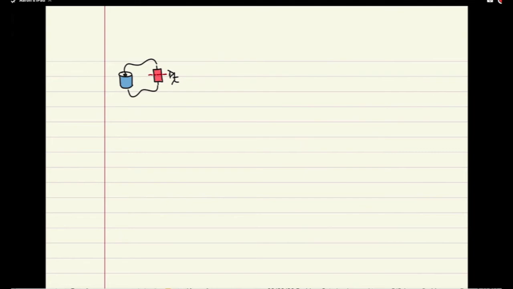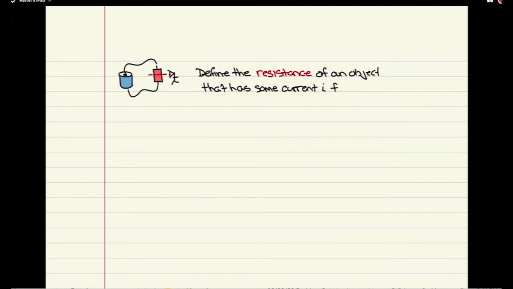So now let's get to our next big definition. Let us define the resistance of an object that has some current I which results from some potential difference V. So like the picture on the left, it might be that the battery supplies some potential difference that drives some particular current I. We define the resistance R as the ratio of the two, so V divided by I in this case.